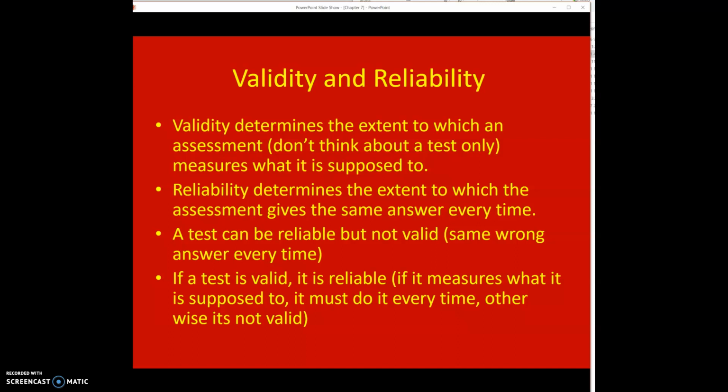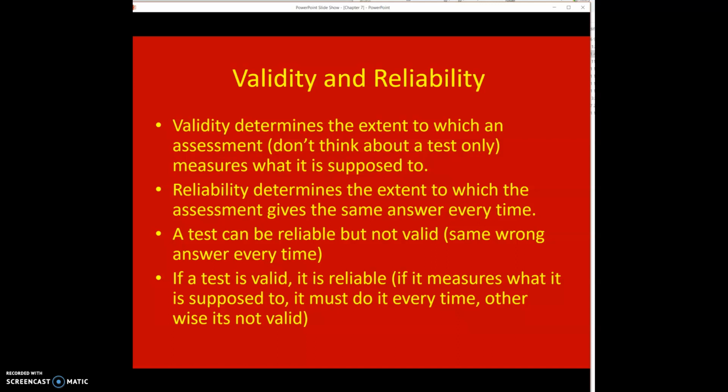Reliability, on the other hand, determines the extent to which the assessment gives the same answer every single time. And no matter how good a test is, if it doesn't give us a similar answer, assuming nothing else changes, it really doesn't have any value to us.